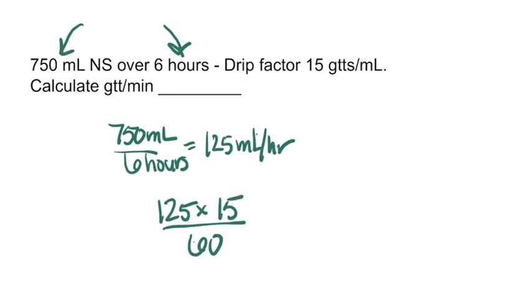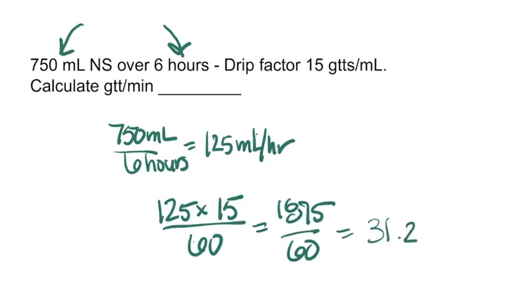So 125 times 15 equals 1875. I'm going to divide that by 60, and that equals 31.25. I'm going to look at that 2 to see where I'm going to round, and I'm going to keep this at 31 drops per minute.